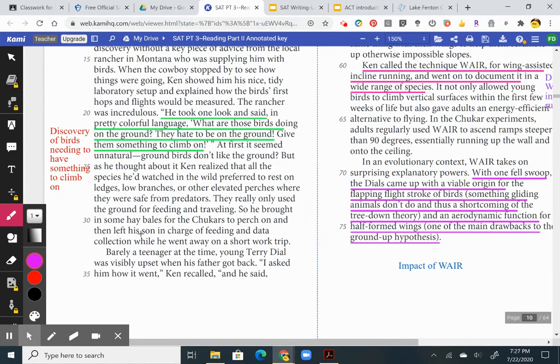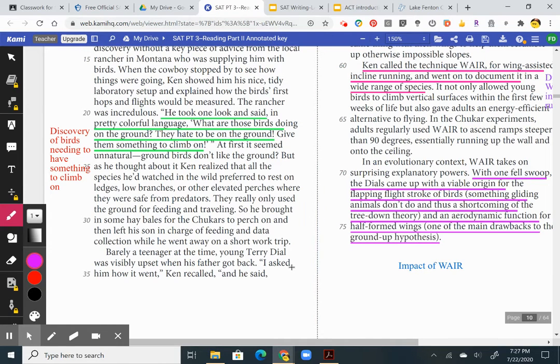But as he thought about it, Ken realized that all the species he'd watched in the wild prefer to rest on ledges, low branches, and other elevated perches where they were safe from predators. They really only used the ground for feeding and traveling. So he brought in some hay bales for the chukars to perch on and then left his son in charge of feeding and data collection while he went away on a short work trip.